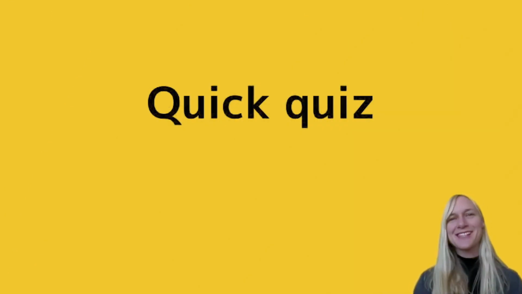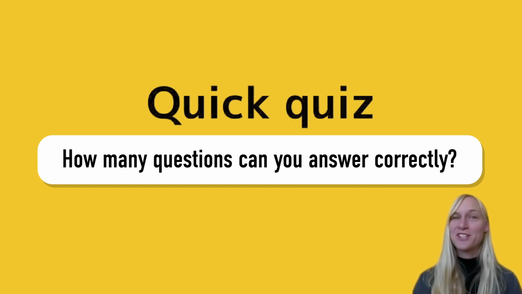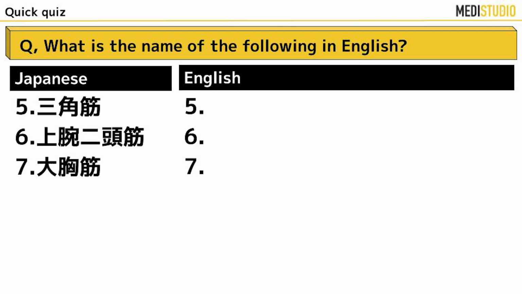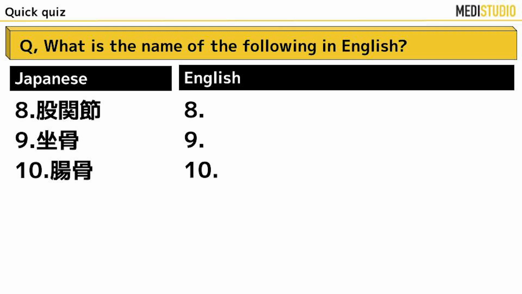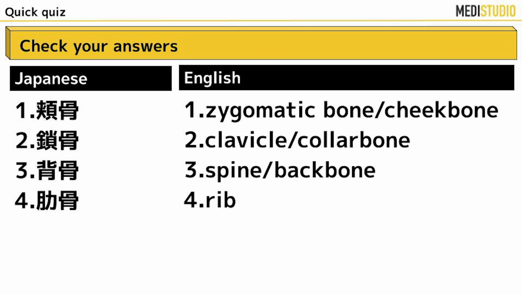Quick quiz. Before we start the lesson, let's have a quick quiz. How many questions can you answer correctly? There are 10 questions in total. Look at the slide and try to name the parts of the body in English that are written in Japanese. The correct answer is here.